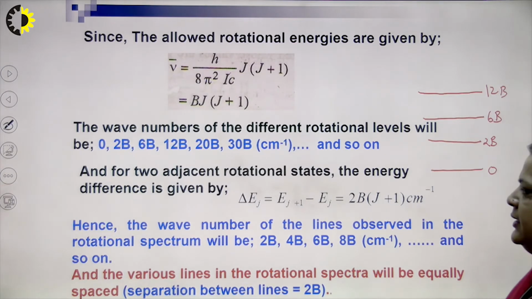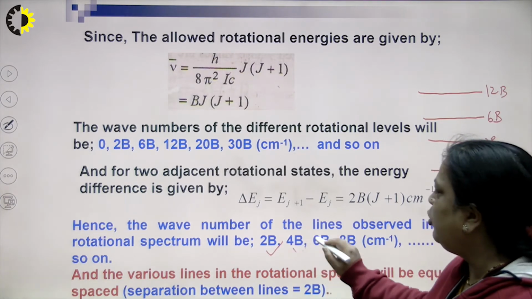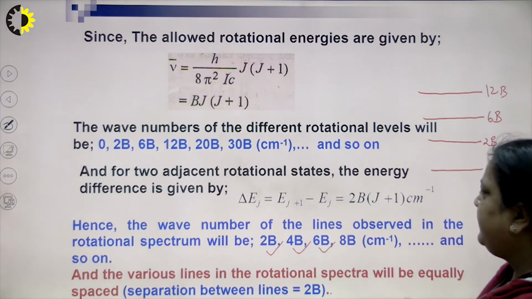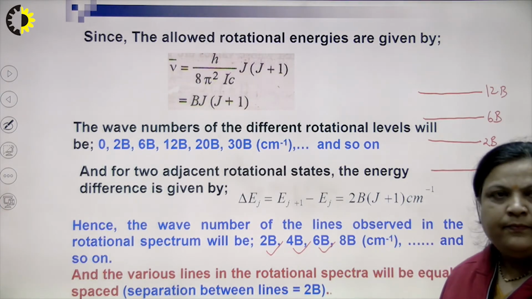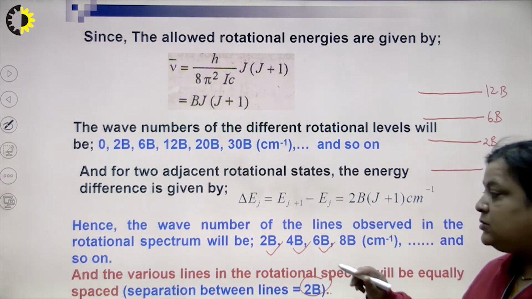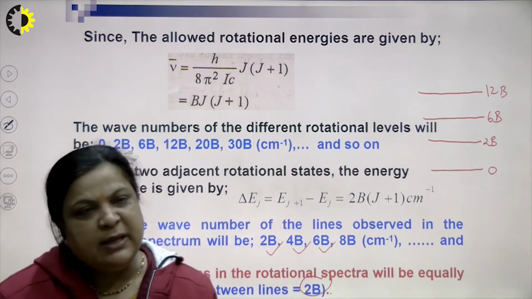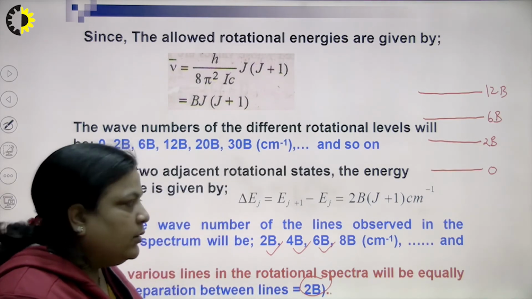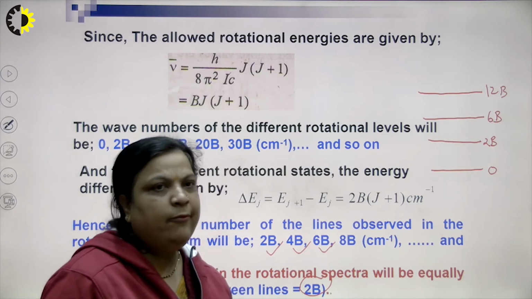And delta E, if we find, becomes 2B, 4B, 6B, as we see from this slide. And when we find the spacing between the lines, it always comes out 2B. So this value 2B is very important. If the examiner says that the spacing between the rotational lines is, suppose, 10.4, we can easily put 2B equal to 10.4, so the value of B will be 5.2.